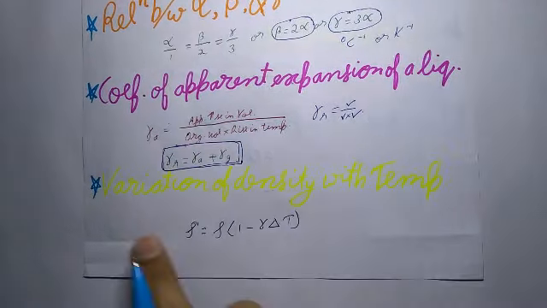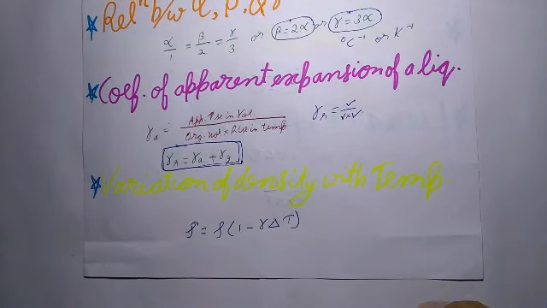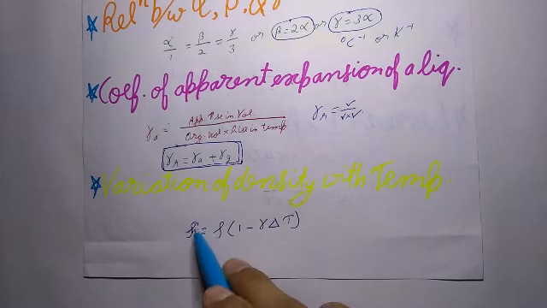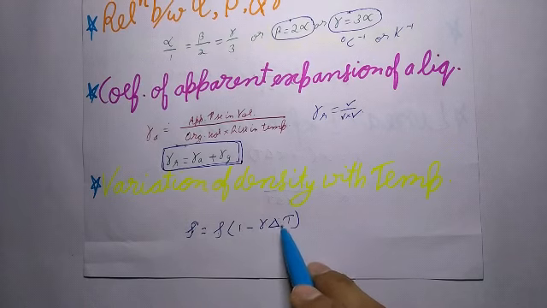Now, next is variation of density with temperature. The density of a solid or liquid decreases with the increase in temperature. So this is rho dash equals rho into 1 minus gamma delta T.